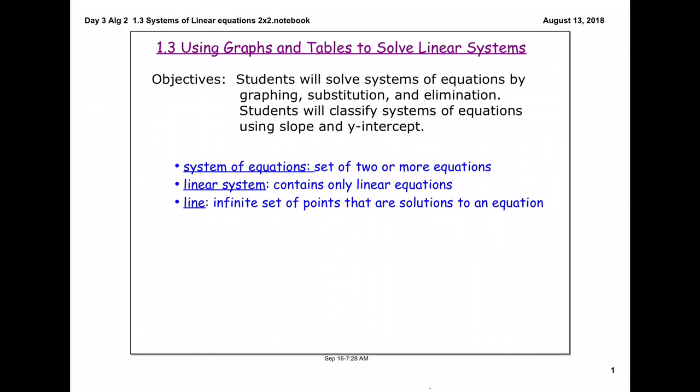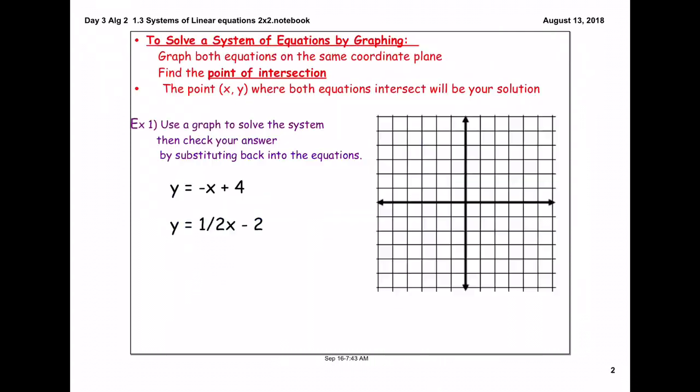A system of equations is a set of two or more equations. A linear system contains only linear equations. A line is an infinite set of points that are solutions to an equation.